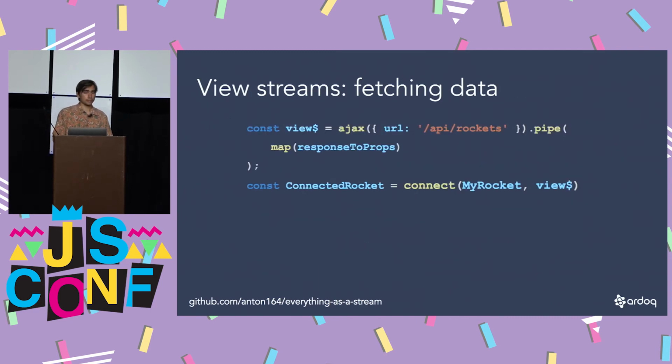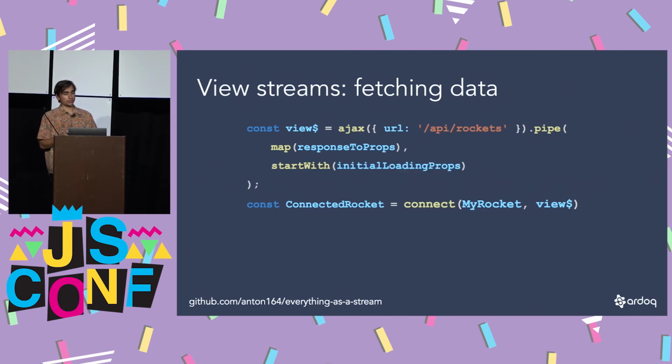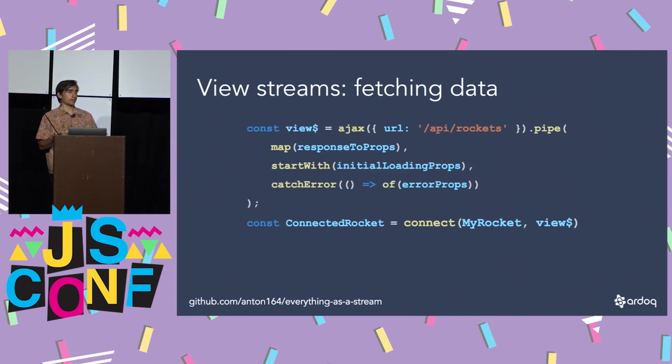Next, we can also have view streams that fetch data. So you could define a view stream as an AJAX call. So you could essentially fetch data from the API when the view mounts, and map that to props for the view. Using another operator, we could also add initial loading props so that the view could render something before the API call resolves. And we could also catch errors. So with just 5-ish lines of code and maybe a couple of utility functions, we have a view that is coupled to an API call without having that API logic in our view.